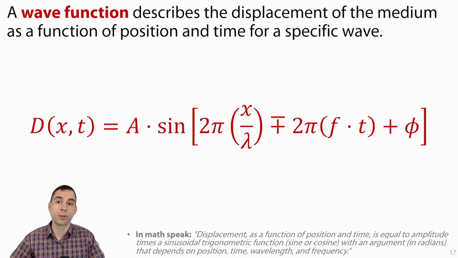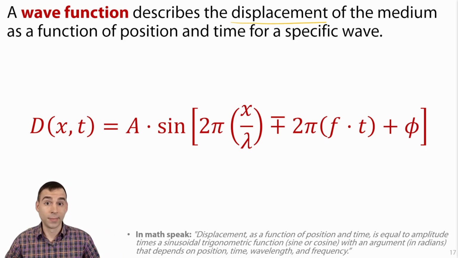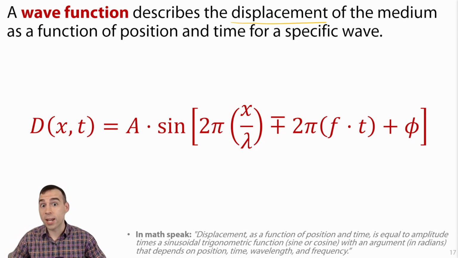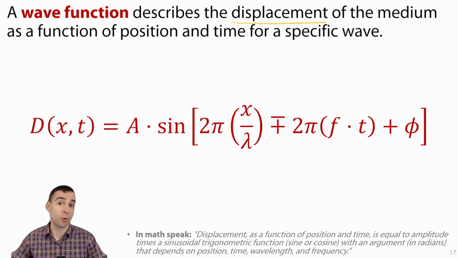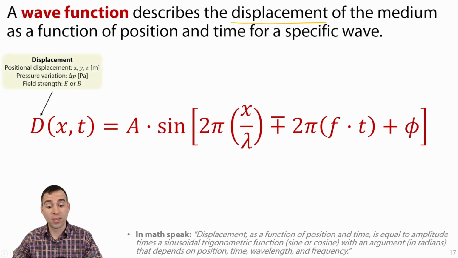A wave function is a mathematical representation of a wave that contains all of the information and all of the parameters to define any wave. Specifically, it describes the displacement of the medium with respect to position and time. This is a big equation, y'all, so we're going to go through it one step at a time, but I really do encourage you to write it out yourself and label what each of these variables means. So first, we have the displacement here.